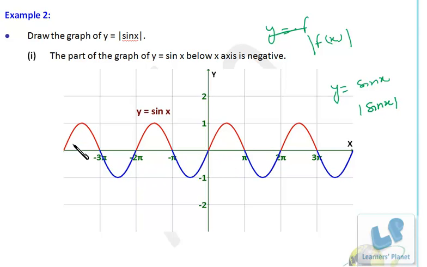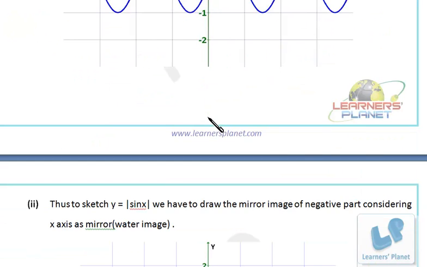So what precisely we have to do? From this graph, the portion that is below the x-axis is taken above the x-axis. That means you have to take the water image of this graph, right? Or you can say inverted image. So these curves will be converted like this. Getting my point? Okay. So what you are doing? You are taking mirror image of these graphs. So finally, modulus of sin x, the graph will look like this.